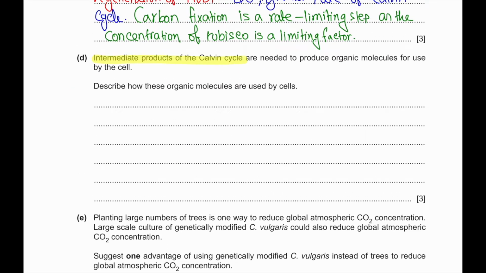Intermediate products of the Calvin cycle are needed to produce organic molecules for use by the cell. Describe how these organic molecules are used by the cells. So basically, glucose is used for respiration, starch is used for storage, cellulose is used to make cell walls, and sucrose is used for translocation. Fatty acids and glycerol are used to make cell membranes. Amino acids are used for making protein, and protein is needed for growth and repair of cells.